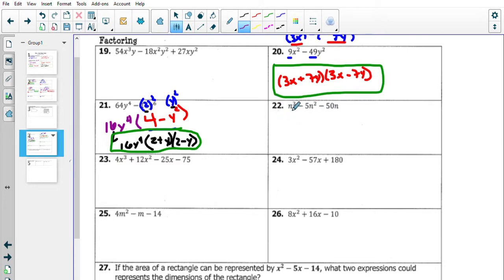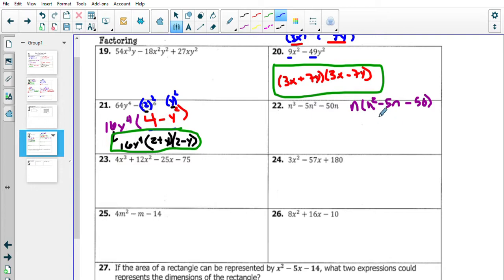Number 22, I again check for a GCF first: n to the 3rd, n squared, n. So every one of these terms has an n in it, so I'm going to factor out that n. So I've got an n out in front. That just means I have 1 less n inside for all of these terms. So the n to the 3rd becomes n squared, the negative 5n squared becomes just negative 5n, and the negative 50n just becomes negative 50.